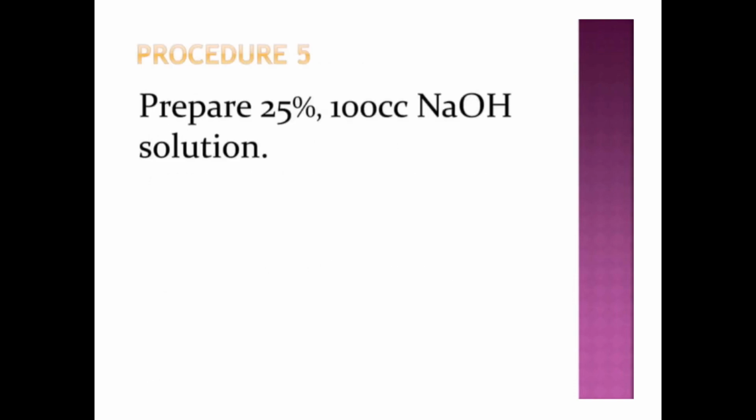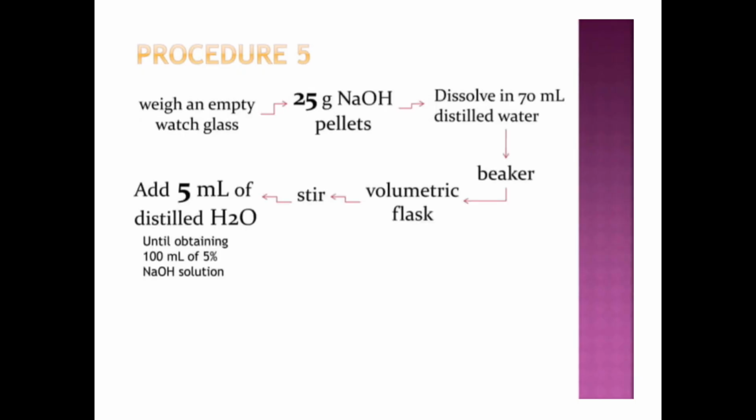Okay, so let's look at bases. How can we prepare a 25% NaOH solution in a 100 cm³ volumetric flask? We have looked at how to prepare acids generally, but let's look at how we can also prepare a base. To prepare it, what you are going to need is an empty watch glass, and then you weigh 25 grams of sodium hydroxide pellets.